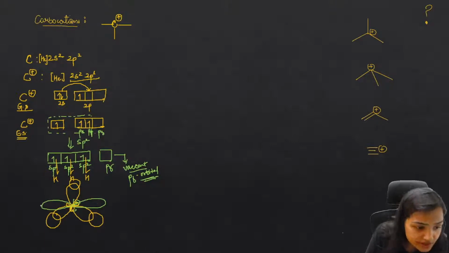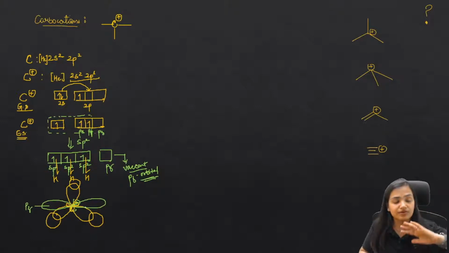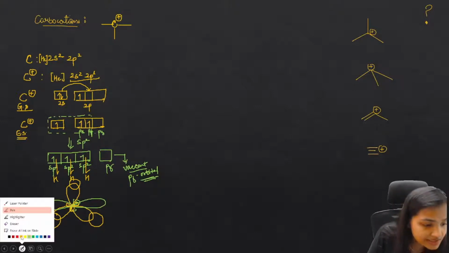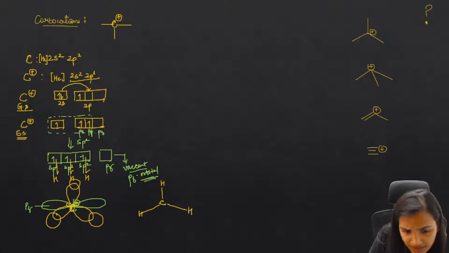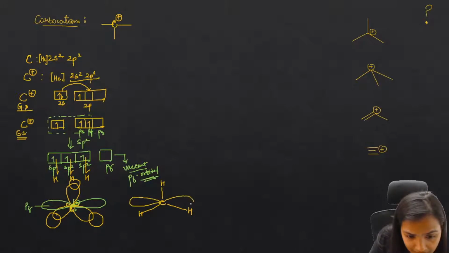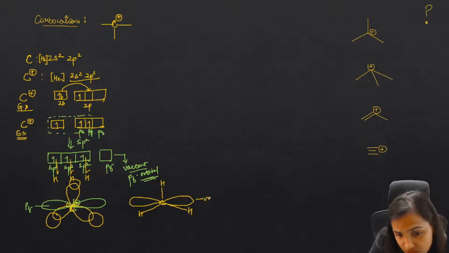Okay, so this is my pz orbital. This is the orbital diagram of this carbocation. When you see its bonding, you will find that the carbon is bonded with one hydrogen, another hydrogen, and another hydrogen. These are the 3 C-H bonds, and here we have a vacant p orbital.